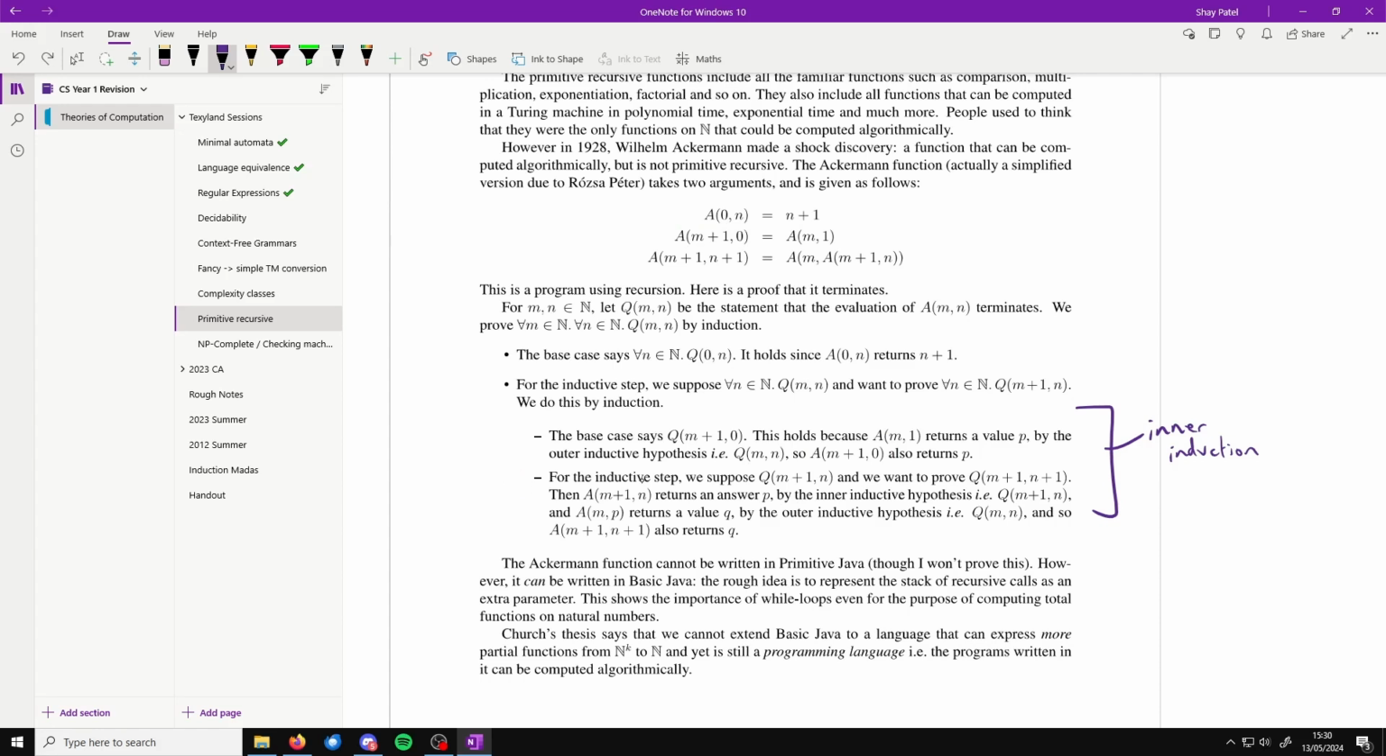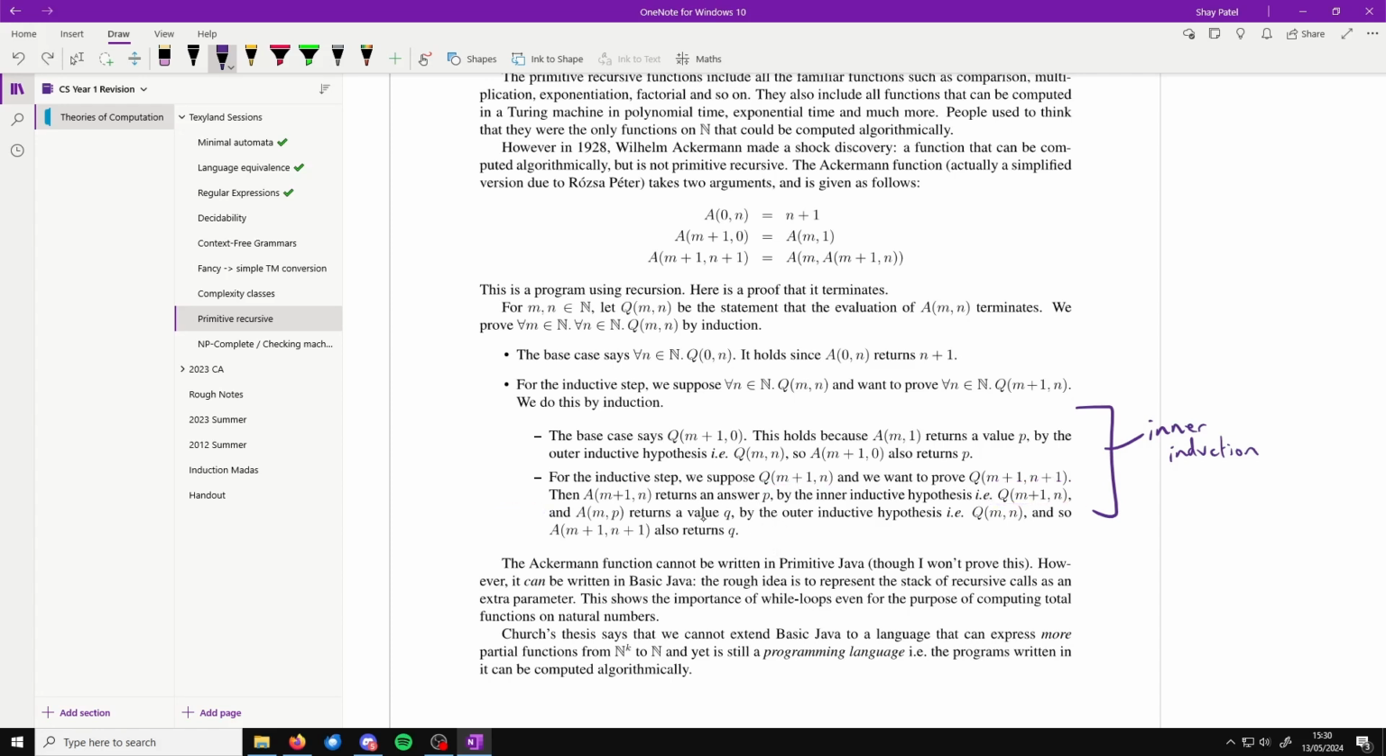For the inductive step, we suppose it holds for m plus 1, n. So now instead of just using our base case, where it holds for m, n, we're saying it holds for m plus 1, n. And so we want to prove it holds for m plus 1, n plus 1, so we've increased this by 1, and we want to prove that this implies this. A of m plus 1, n returns an answer p by the inner inductive hypothesis. So this is our assumption we've got from here.